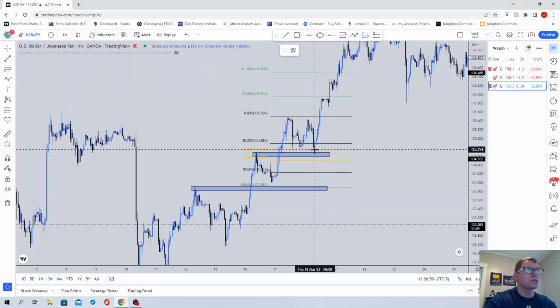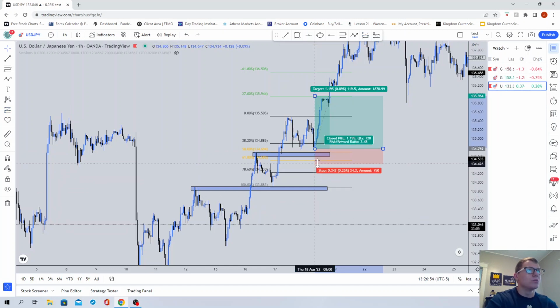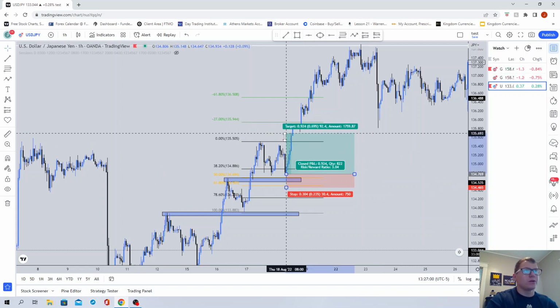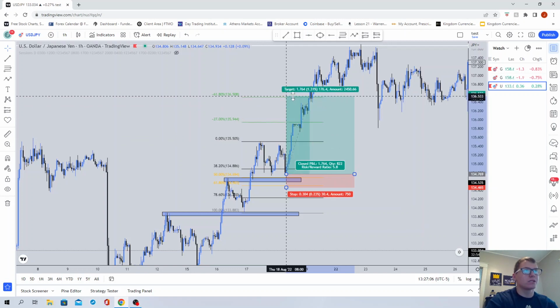Okay, so let's say we listen to our brain, or we listen to logic, we get in, stops go below the structure level. And where do we target? We're simply targeting the previous highs, okay? Or we can target these extension levels, 27 or 61.8.